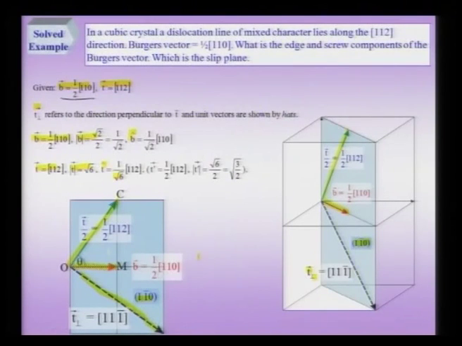So, now this direction is 1 1 2, and the direction perpendicular to my T vector, which I call the T perpendicular, which also lies on the slip plane, which is the 1 1 bar 0 plane, has indices of 1 1 1 bar.